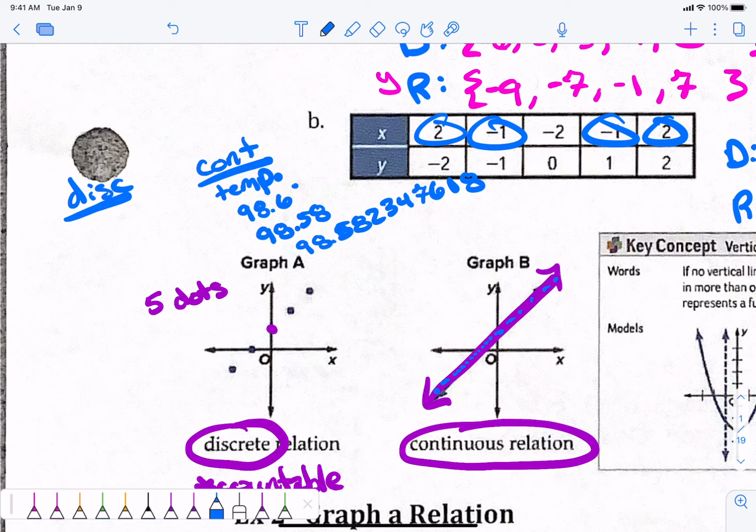Versus discrete would be like the number of people in class, right? I can count that. That is how many people there are in a class. Does that make sense? Okay, let's do another example. Where would your weight go, which category? Is that countable? Is that discrete? Or is it continuous? Continuous.